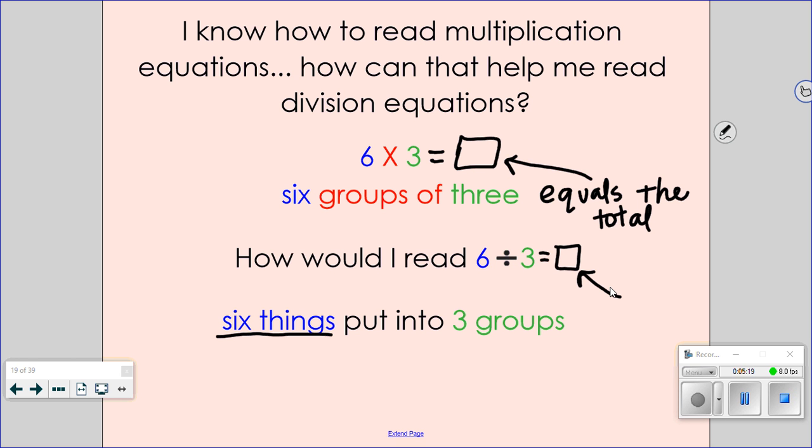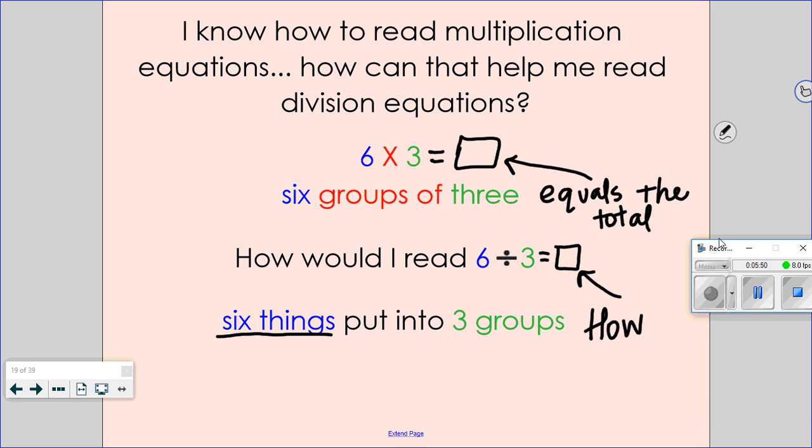No, it's not the total. That's not where the total goes. The total is 6 things. 6 things put into 3 groups. What do I get as my answer? It's not answer. Grace, what do you think? How many total things in each group? How many things in each group? Write that down. Because nobody seemed to know that.